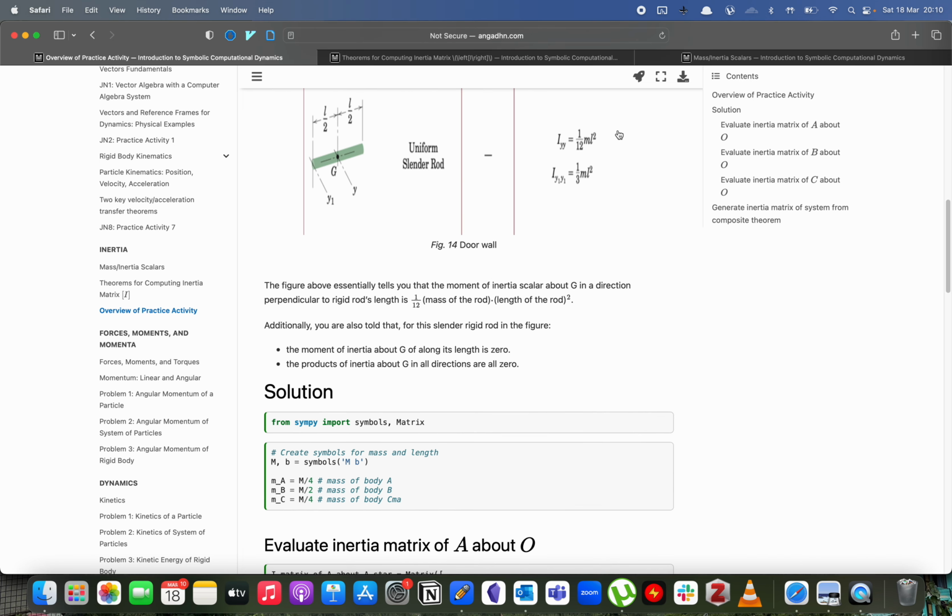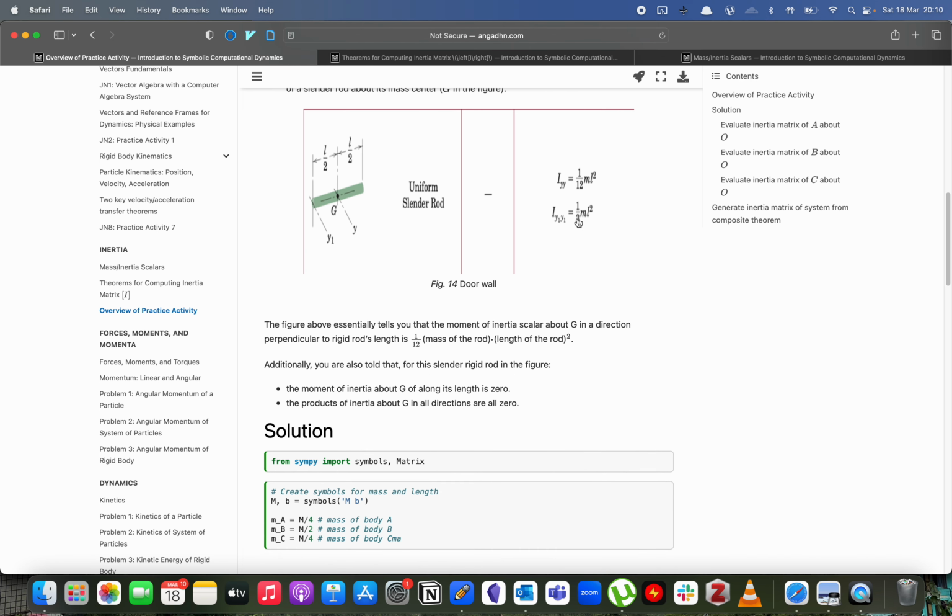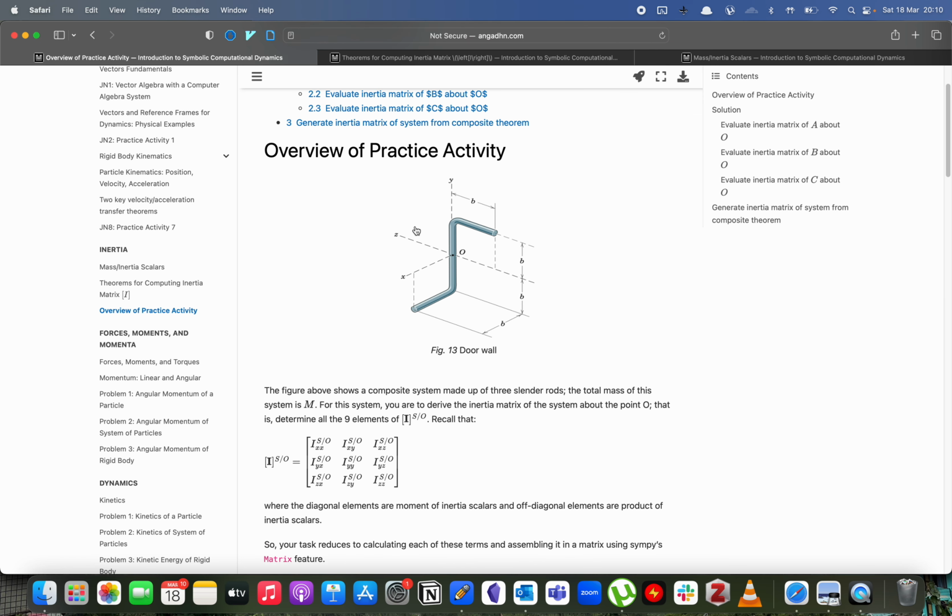That's just by looking at this table and knowing what x, y, and z are. And that's indicated in the figure, right? X is pointing out, y is pointing up, and z is pointing that way. So for each of these bodies, that x, y, and z is going to be the same, but you're going to have to move it to the right point. So x and y are going to have 1/12 ml squared, or mb squared in this case, and the z direction is going to be 0.